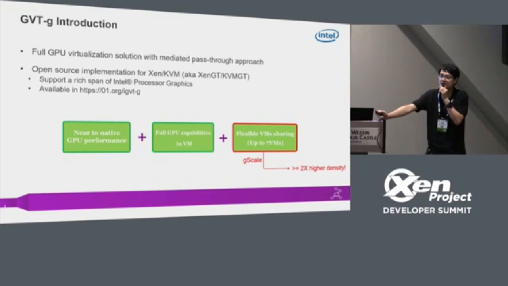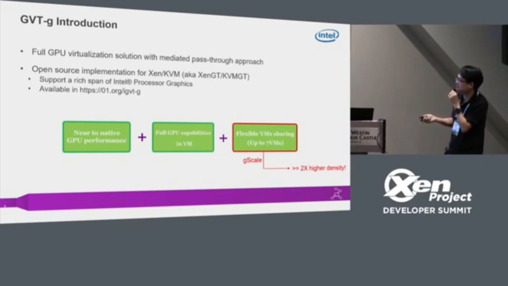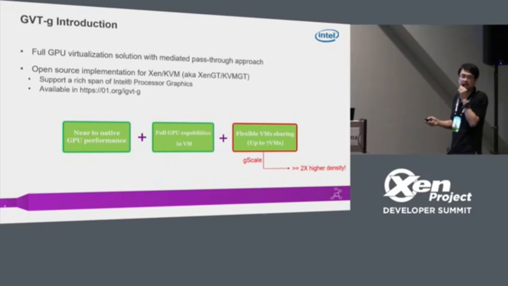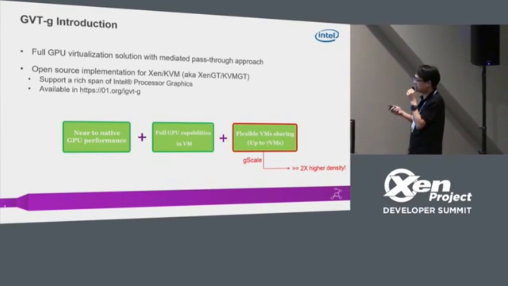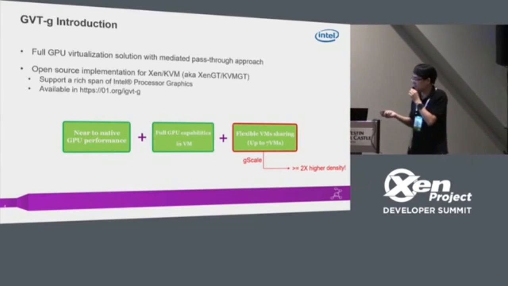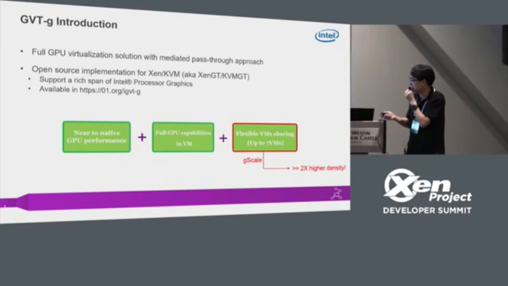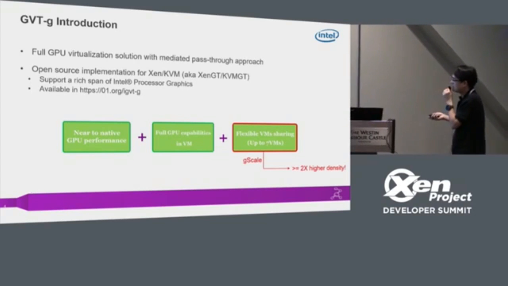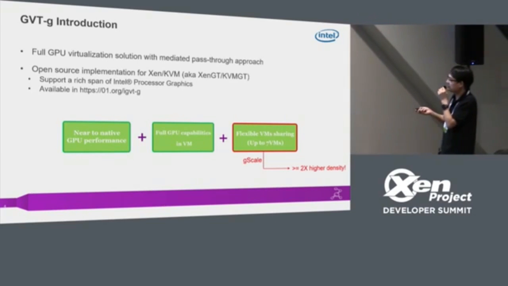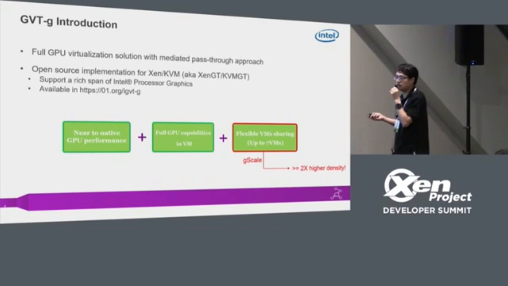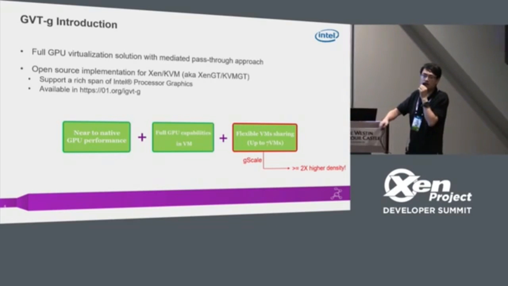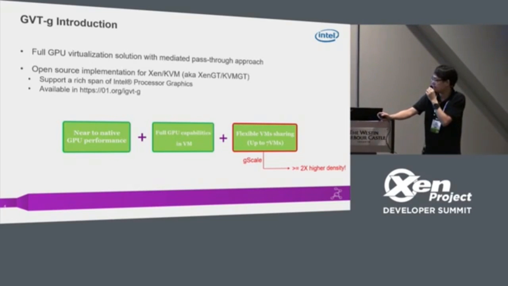So basically, everything you can run on the native side, you can run on our guest without any problems. It supports DirectX 12, DirectX 9 and 10, OpenGL, OpenCL, and also the Intel Media SDK to support media transcoding and encoding. Currently GPTG supports 7 VMs plus 1 Dom0, and applied with our gScale solution, we are trying to increase the density to at least 16 or even more.